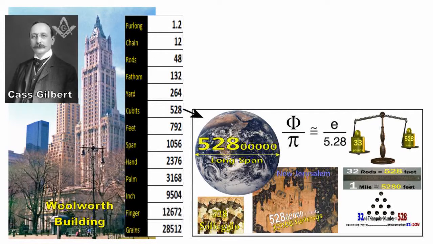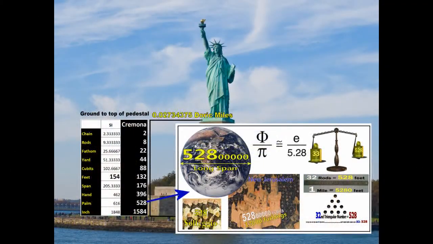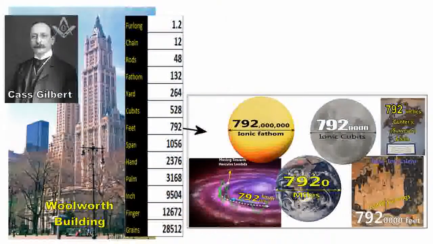The Solfeggio, weights and measures, pi, phi, and e is a nice connection there, but also the 32nd triangular number is 528, 32 rods is 528 feet, 33 pounds is 528 ounces, 32 and 33. And of course that's also reflected in the description in the base of the Statue of Liberty.